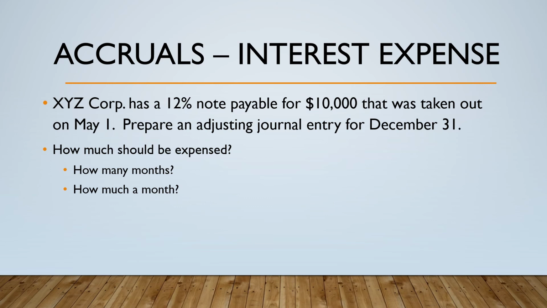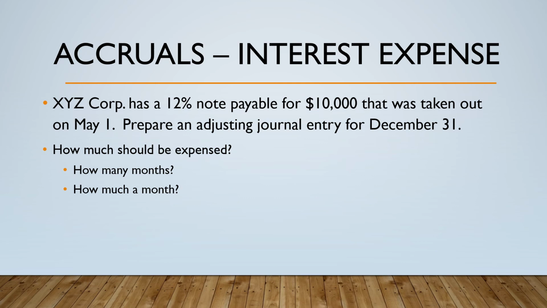So to do this, what we are going to look at is how many months. So we have May, June, July, August, September, October, November, December. That is going to be 8 months. And then we need to look at how much a month. Well, to figure out how much a month, we have to figure out what the interest would be for the year. So if we take that $10,000 and multiply it by 12%, that is going to give you the annual interest expense.